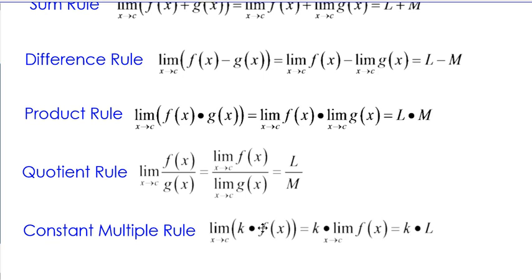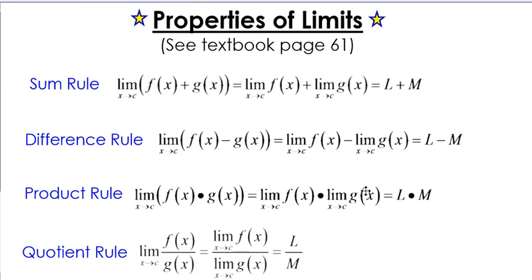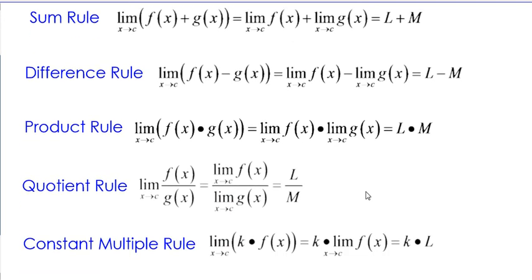And then the constant rule, okay, you're going to pull that constant out in front, take the limit of the function, and then multiply the constant by the function. You can find these in your textbook on page 61, or feel free to pause the video to have more time to write them all down.